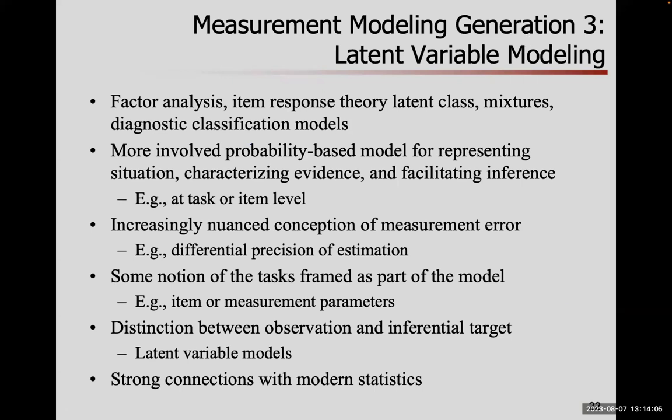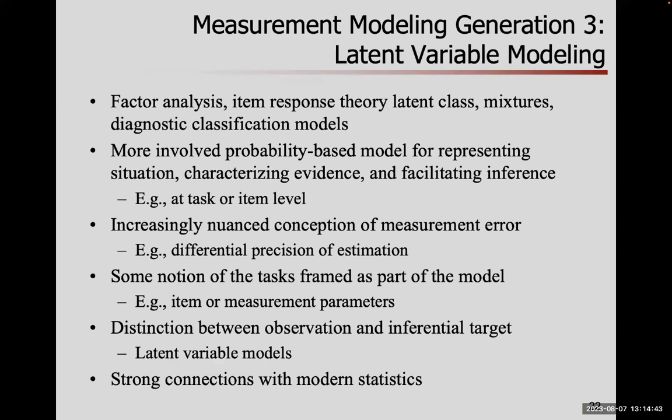What do we get from these kinds of models? We get a little bit more involved probability-based model for representing the situation, characterizing evidence, and facilitating inference. It's now not your total score. We often drill down to the item level, a little bit more fine-grained. We get a more nuanced conception of measurement error. We can get things like differential precision. So we can say, for people here on the construct, here's how precisely we measure them. For people here on the construct, maybe we don't measure them as precisely. We don't really get that easily out of previous measurement models.